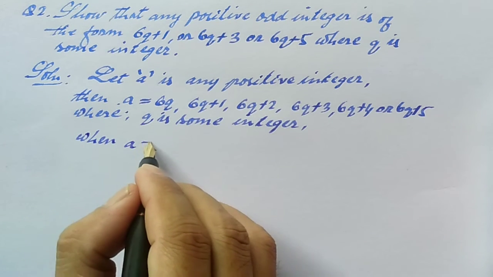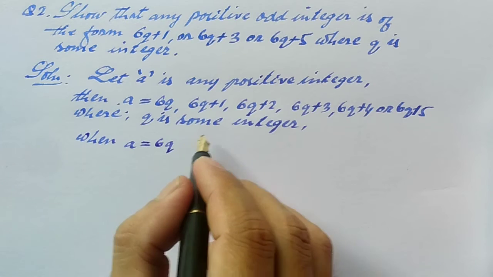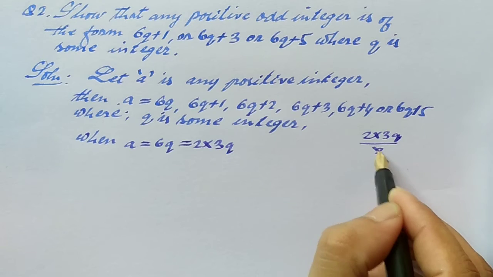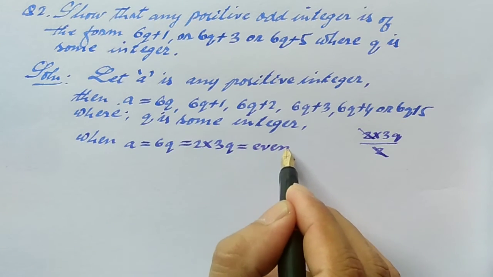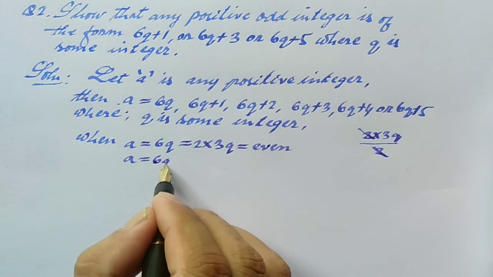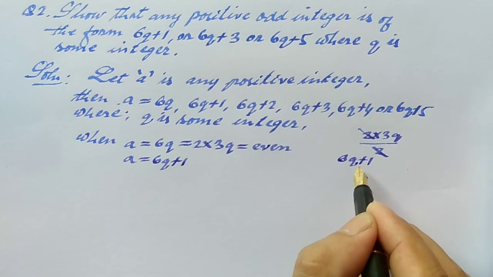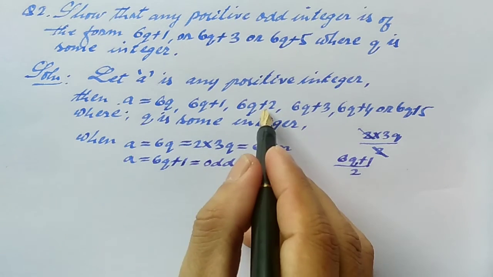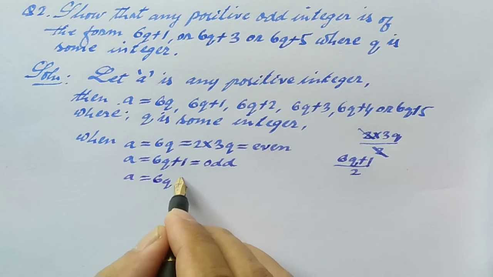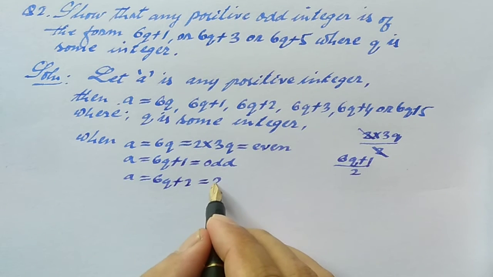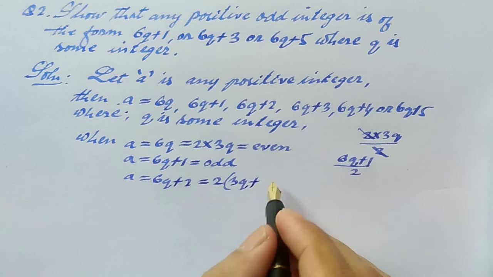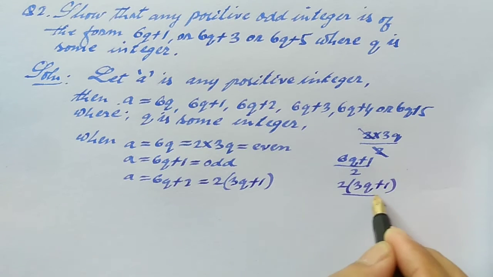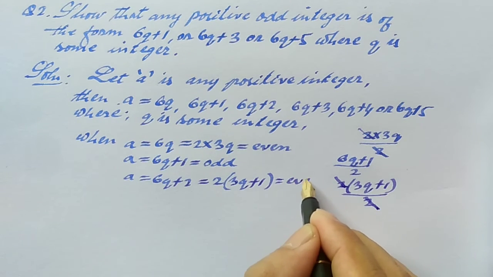So when a is equal to 6q, it can be written as 2 into 3q. That means 2 into 3q can be divided by 2, so it is an even number. Now when a is equal to 6q plus 1, this is not possible to divide by 2, so this is an odd integer. Now let us take 6q plus 2. We can take 2 common here: 2 times (3q plus 1). Let us check this one: 2 times (3q plus 1) divided by 2. We can cancel 2 and 2. That means it is divisible, so it is even.